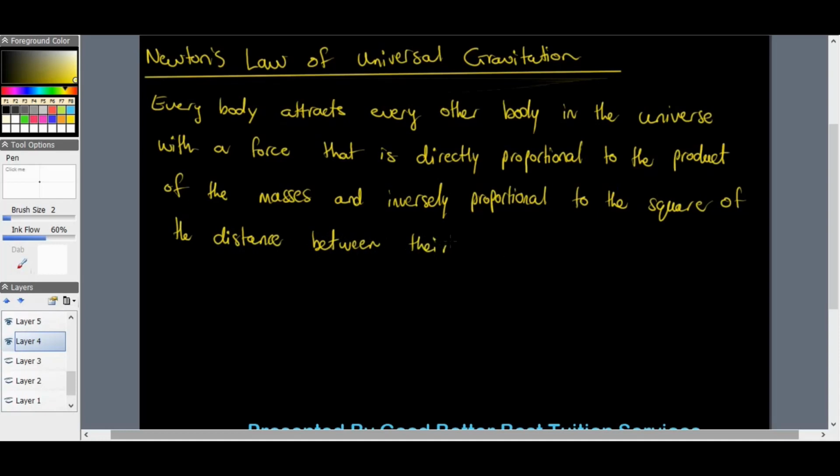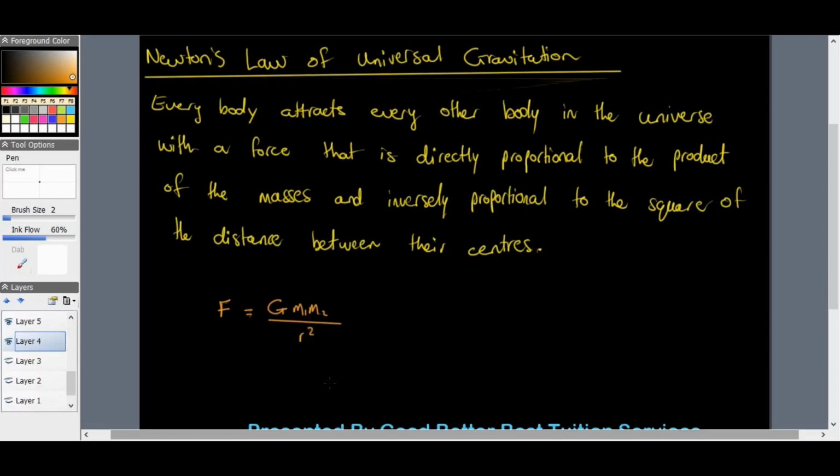A shorter definition that we can also write is inversely proportional to the distance squared. So that's his definition, and his formula goes as follows. F, which is the force of gravitational attraction, measured in newtons as it's still a force, is equal to capital G m1 m2 all over r squared.